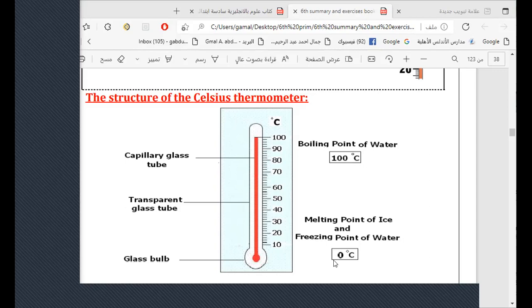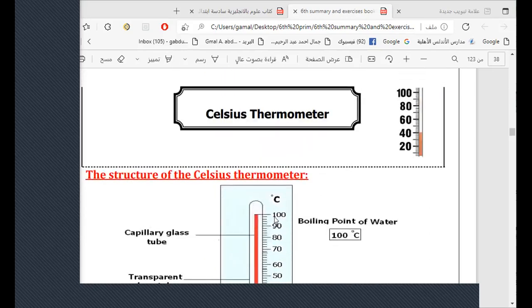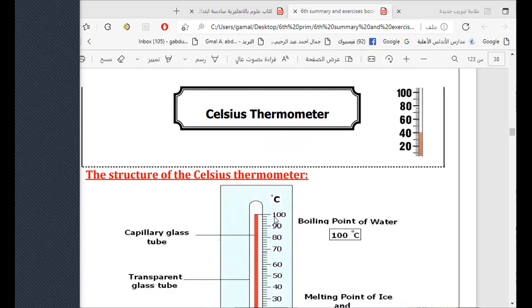Why from 0 to 100? But before this, I need to talk about the word Celsius. Before we start talking about the scale, I want to ask you: this name refers to what? Who is Celsius? Do you know? Yes, Hamza. The scientist is called Andreas Celsius.